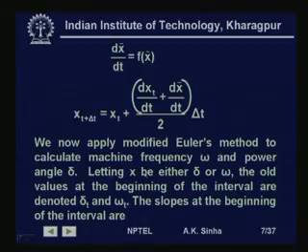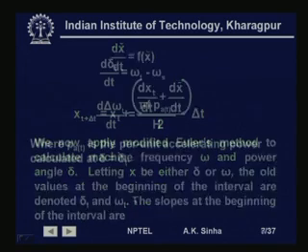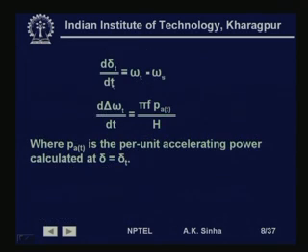So, letting x be either delta or omega, the old values at the beginning of the interval are denoted by delta t and omega t. The slopes at the beginning of the interval are d delta t by dt equal to omega t minus omega s. This is nothing but delta omega t.